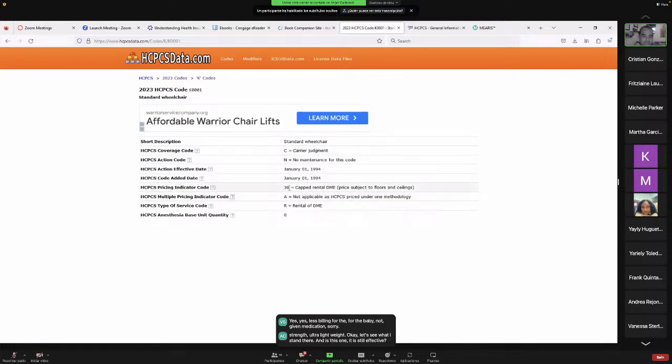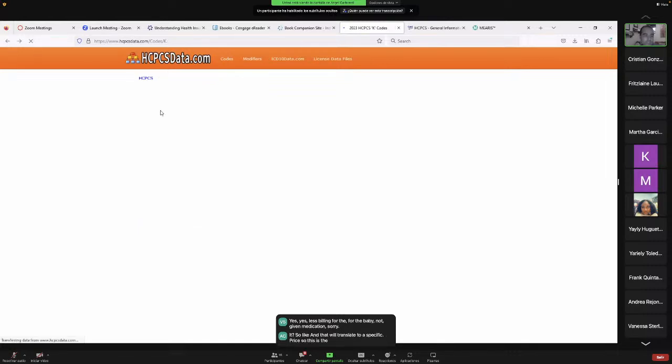And look, there's a pricing indicator code. Okay, so it's giving you a number. How are we gonna pay for it? So again, that will translate to a specific price. So this is the standard.